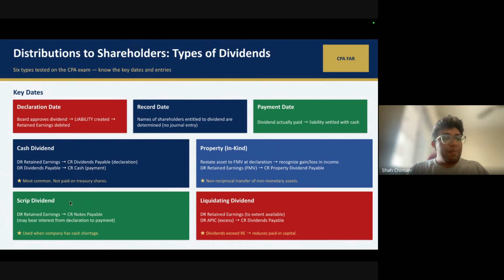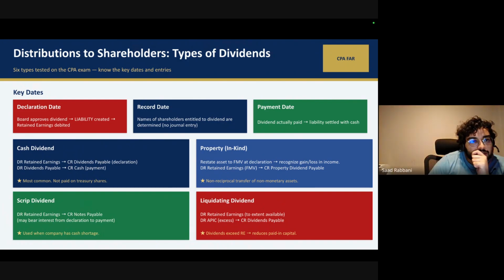You may have scrip dividends issued. Again, the entry is retained earnings debit to scrip payable or notes payable. The scrip basically होती क्या है? It's just another issue of a security by the company which allows you to collect the money at a later date. So just understand it's a notes payable or a voucher payable issued by the company in lieu of the cash payment. Again, your entry remains the same. Retained earnings account debited to notes payable. And what do you mean by a voucher?